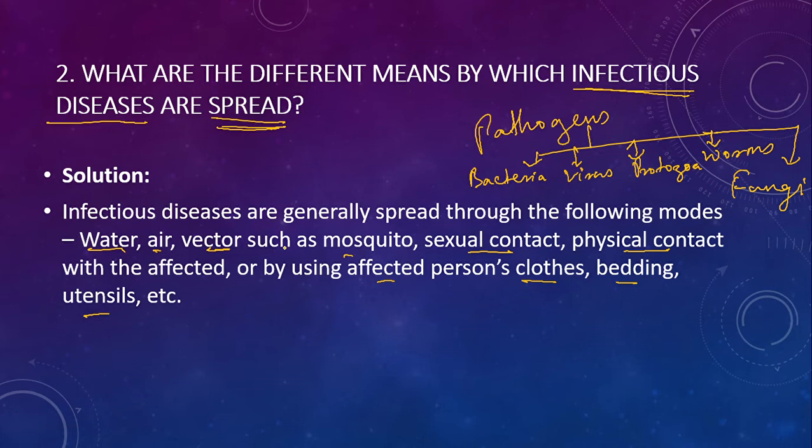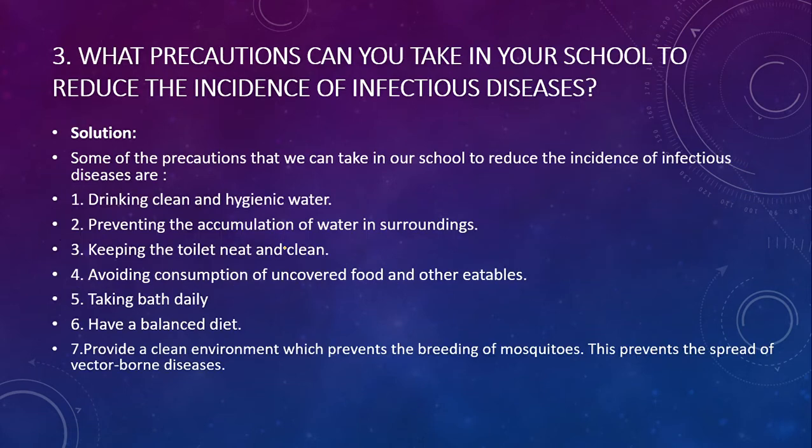And infectious disease means the disease that can be spread, because they are the disease that are caused by the pathogens. Okay, and there are five class of pathogens, that is bacteria, virus, protozoa, worms and fungi. Now coming to the next one, the precautions can you take in your school.